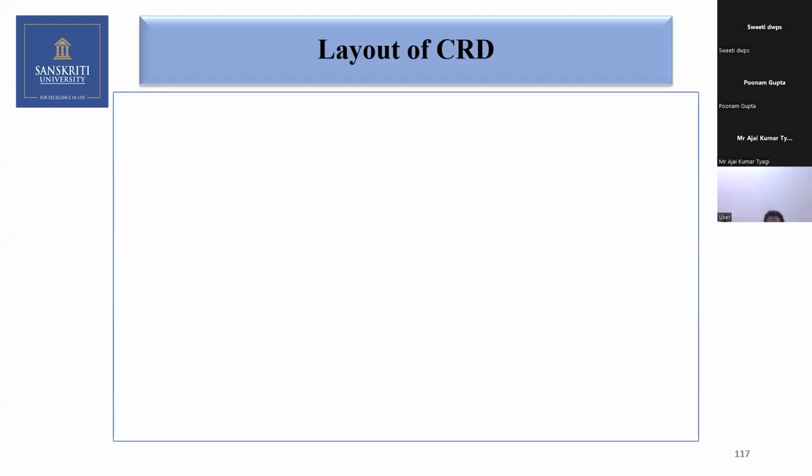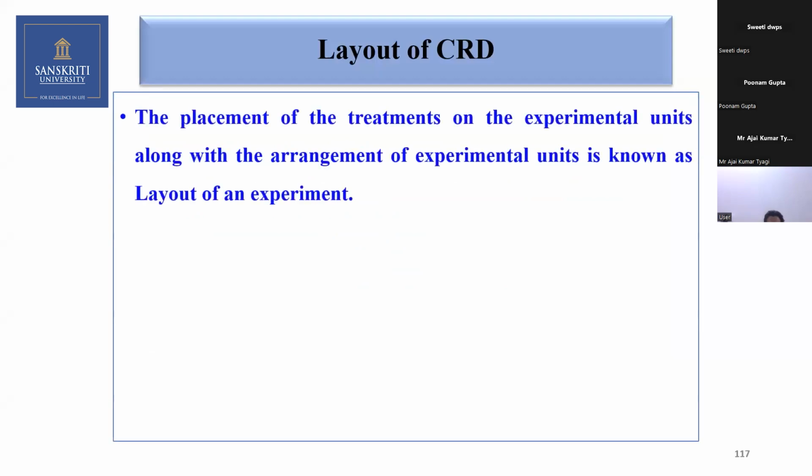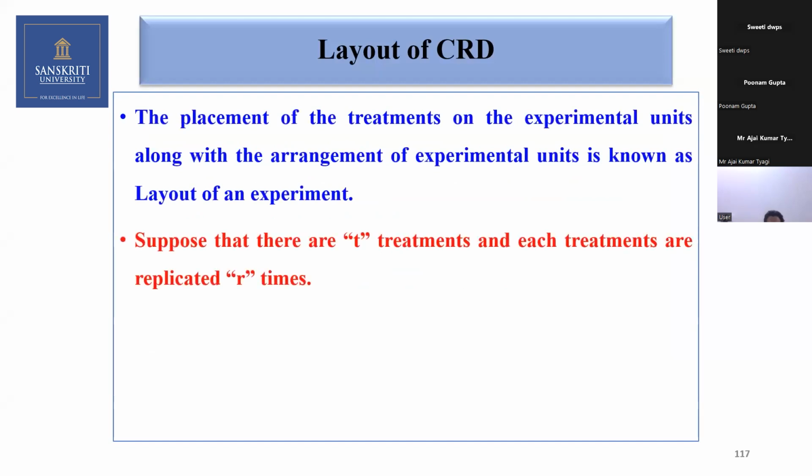Now, how to lay out the CRD? The placement of the treatments on the experimental units, along with the arrangement of the experimental units, is known as the laying out of an experiment. Suppose there are T treatments, let's say 10 treatments which are replicated 3 times.